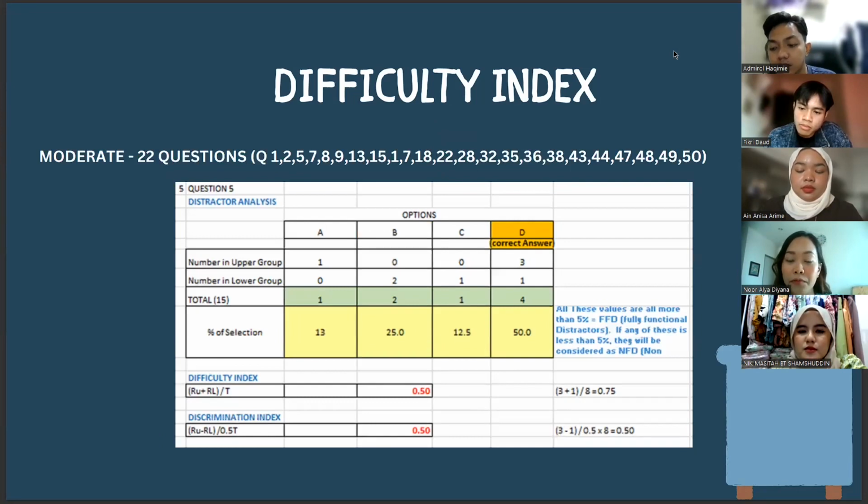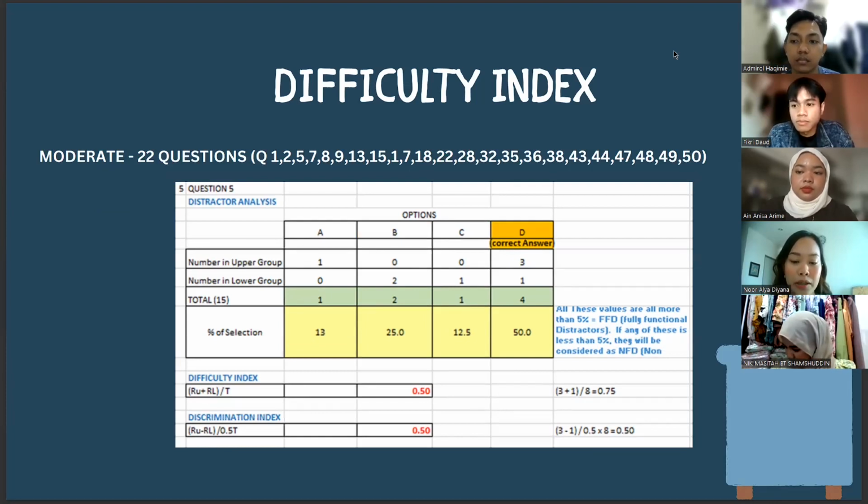So we have 22 questions that are under the moderate level. This is the example, question 5, which has only 0.50 for its difficulty index. And based on the index table, it is moderate because it has a value between 0.30 and 0.70.